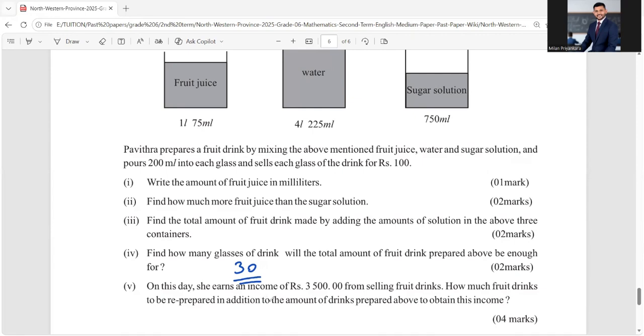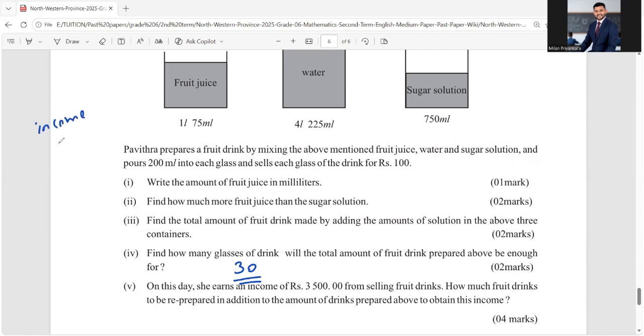On this day, she earns an income of 3,500 from selling fruit drinks. How much fruit drink is to be prepared in addition to the amount of drinks prepared above to obtain this income? Okay. Now, let's see if she sells 30 glasses.